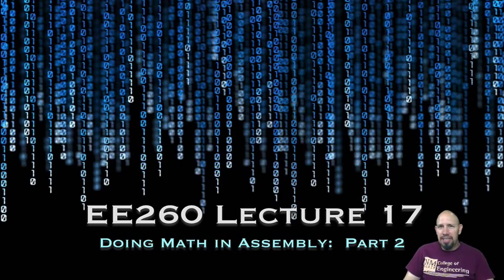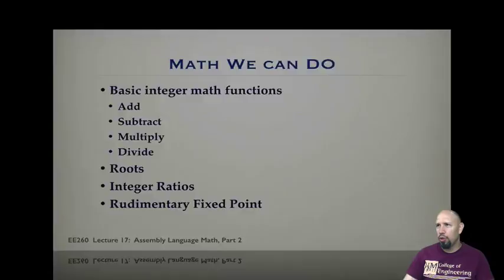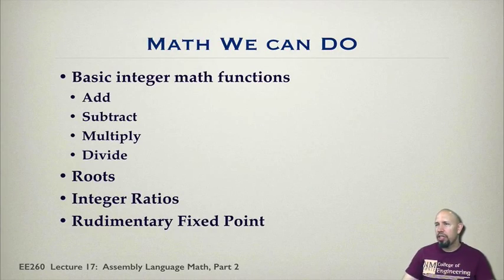Well, we're going to finish up in this lecture about doing math in assembly. So this is doing math in assembly, part 2. We saw before how to do basic integer math involving add, subtract, multiply, and divide. We talked about roots. And we began talking about integer ratios. We're going to talk more about integer ratios here, and then we're going to look at rudimentary fixed point calculations.